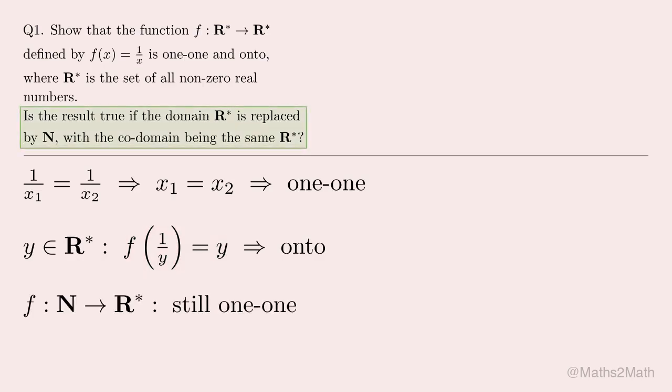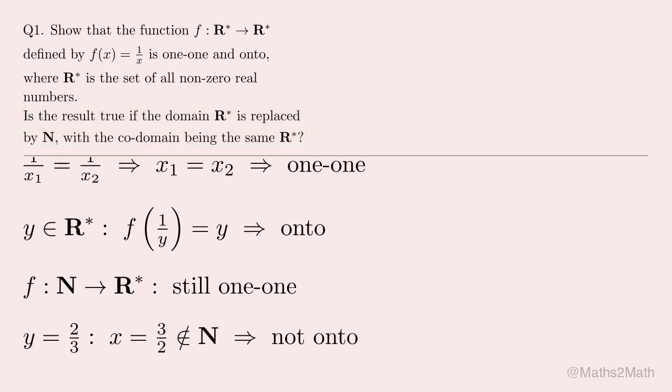Now shrink the domain to the naturals. Distinct naturals still have distinct reciprocals, so f stays one-one. But take y equal to 2/3. We would need x equal to 3/2, which is not a natural number. Onto fails.